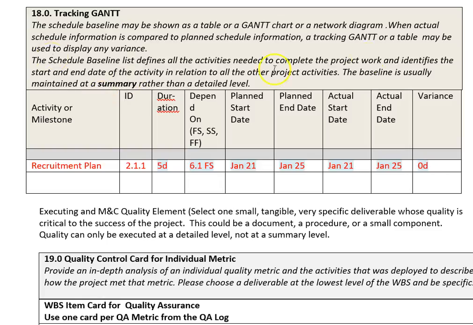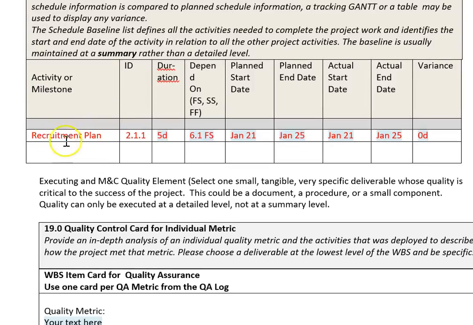The next item is a tracking Gantt. A Gantt is actually one of those crazy looking charts that shows all of the activities for a project or all the milestones. In this case, all we're doing is saying that this particular deliverable was planned for 5 days to start January 21st and end January 21st. It actually did start on the right day, and it actually did end on the right day, so we have no variance.